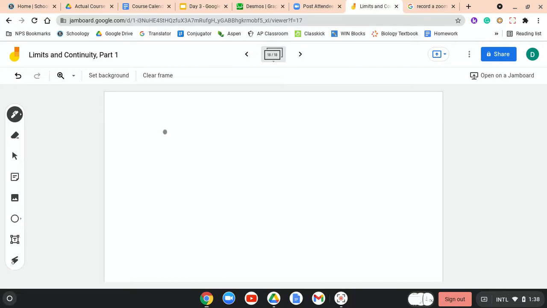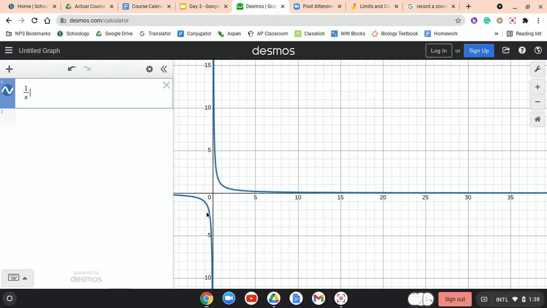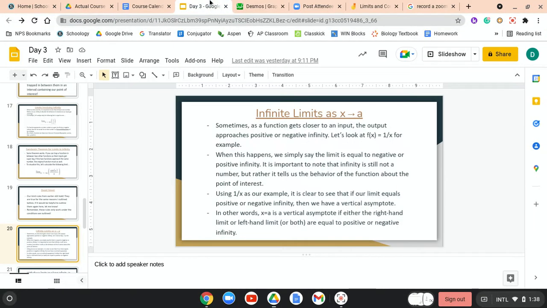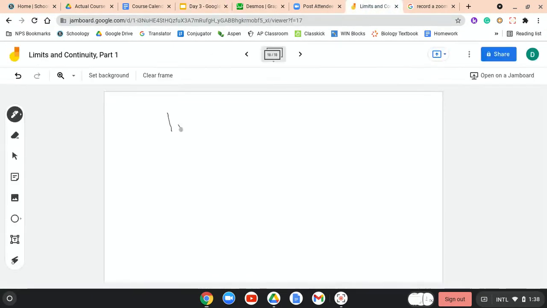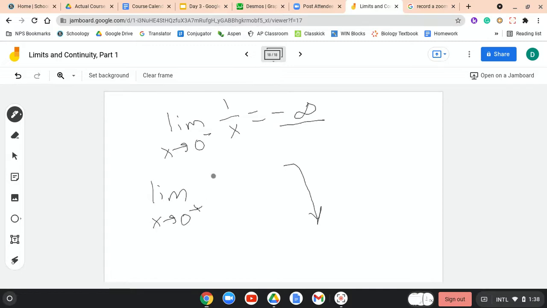So to represent that mathematically, I'll write it this way. We'll notice that from the left-hand side, the function 1 over x gets closer and closer to negative infinity as we get closer to 0. I could write a left-hand limit and say that the limit as x approaches 0 from the left of 1 over x is equal to negative infinity. And yet again, infinity is still not a number, but it rather just tells us how the function is behaving as we approach 0 from the left. It tells us that we get more and more negative. Similarly, I could say that the limit as x approaches 0 from the right of our function is infinity.